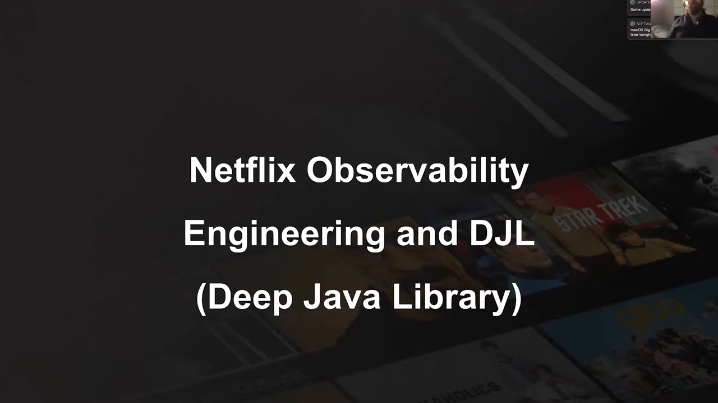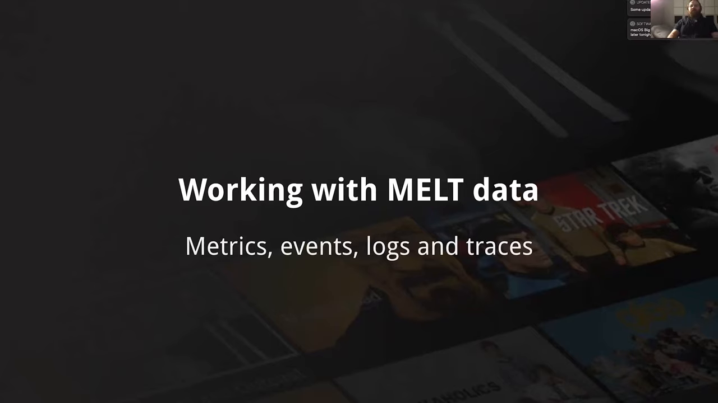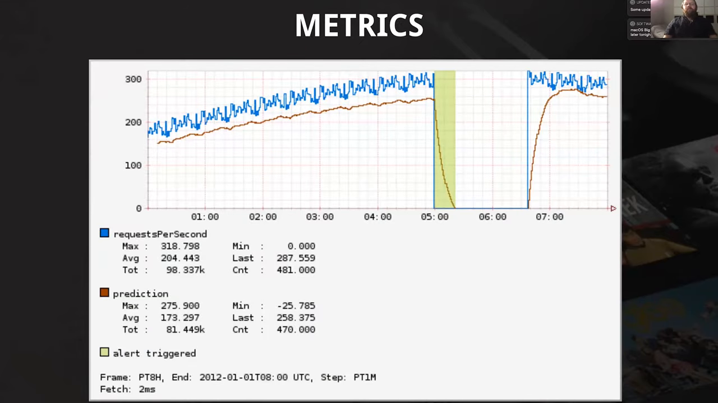We are a small team and we are mostly JVM. We use Scala quite extensively for almost everything, but we also have Java projects and we turned to the DJL framework for some of the applied machine learning use cases and also use cases of inference at scale. As I mentioned, we are working with MELT data, which is metrics, events, logs, and traces. We have built the open source Atlas time series database that is battle tested and used extensively at Netflix for metric ingestion. I believe we ingest billions and billions of metrics a second.